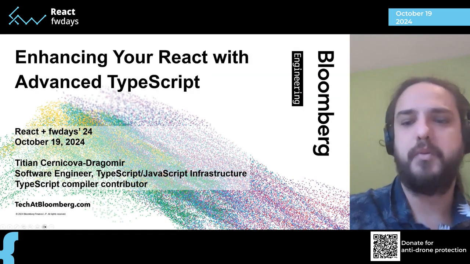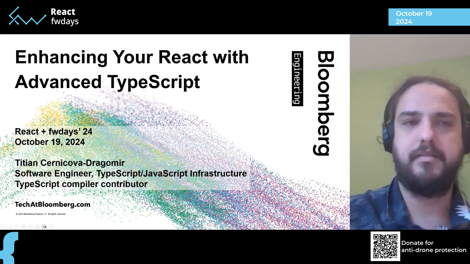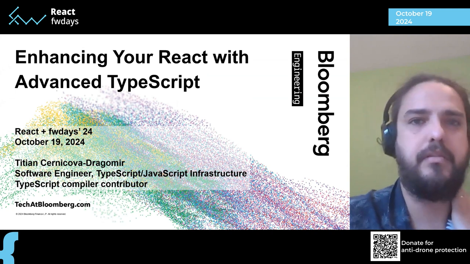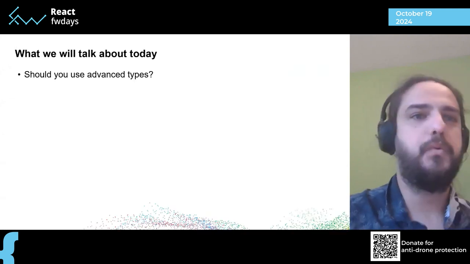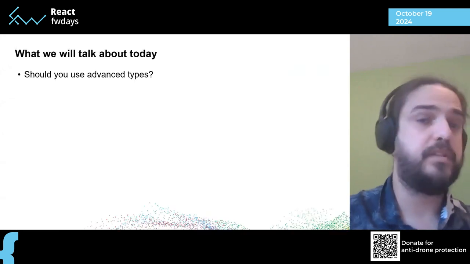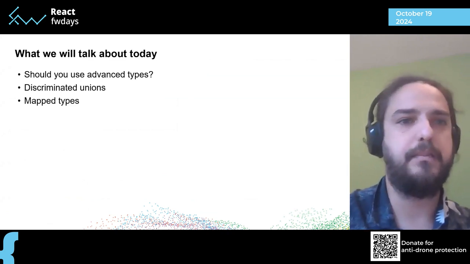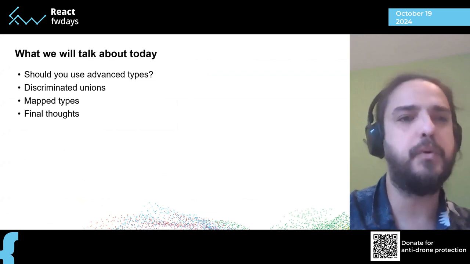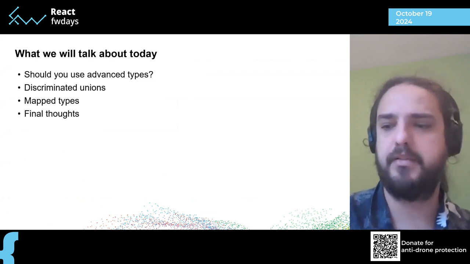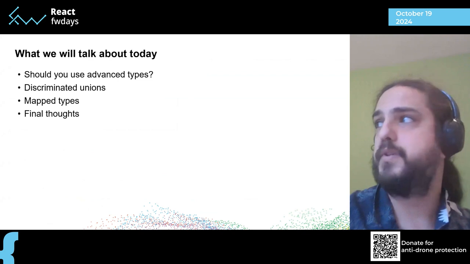So today I'm going to talk about how to enhance your React with advanced TypeScript. We're going to talk about, first of all, should you even use advanced TypeScript types and what some of those types are. We're going to look at discriminated unions. We're going to look at mapped types. And we're also going to sum up a little bit with some conclusions.